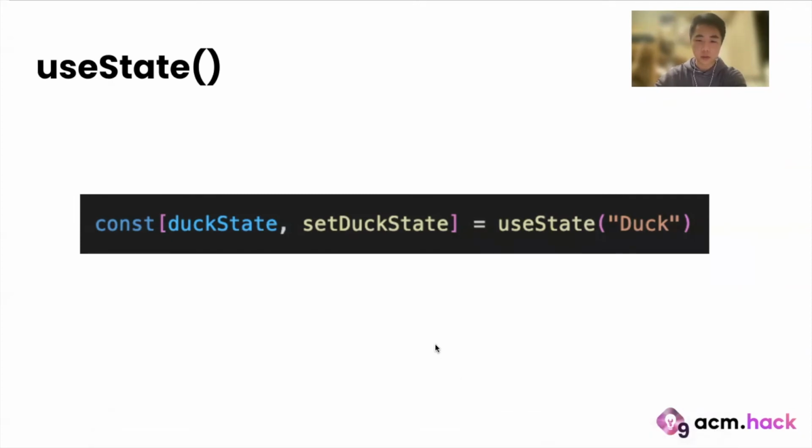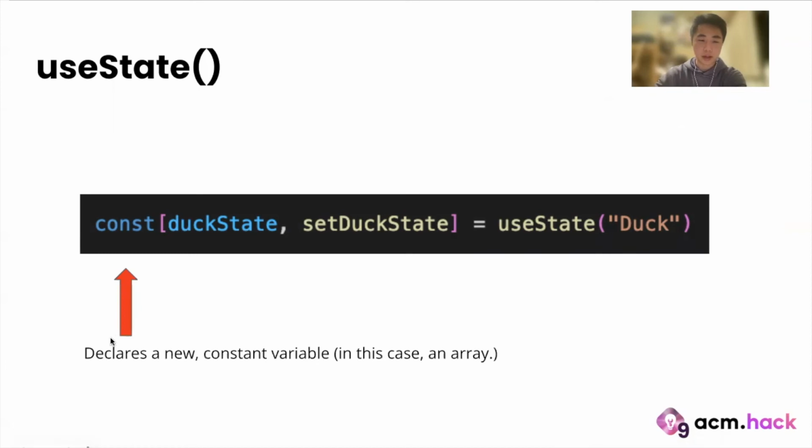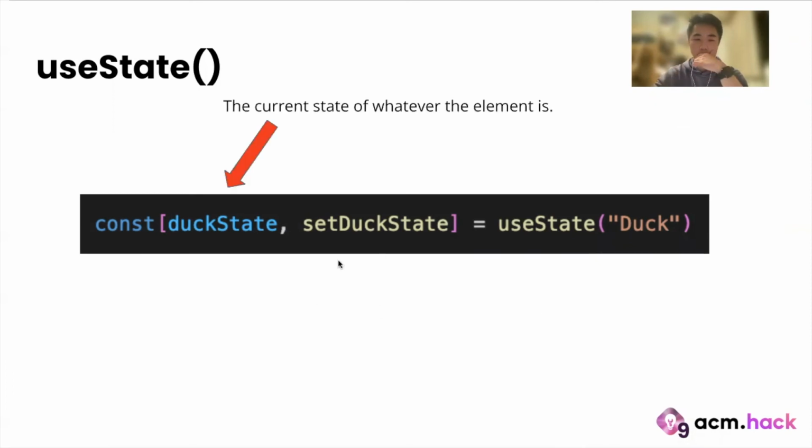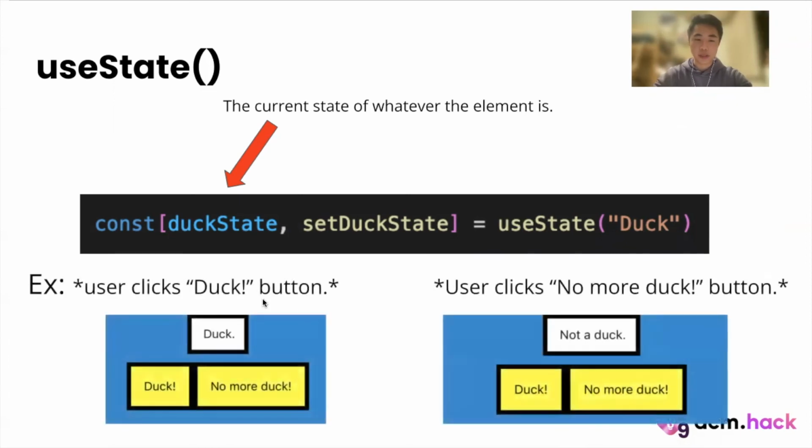Okay. So first thing, what is this? Well, this thing right here declares a new constant variable. And in this case, it's declaring an array. This variable that's called duckState is the current state of whatever the element is. So if you had, for example, this setup and the user clicked the duck button, then the current state would be duck. But if the user clicked the no more duck button, this thing should change to say not a duck. So the current state would become not a duck.